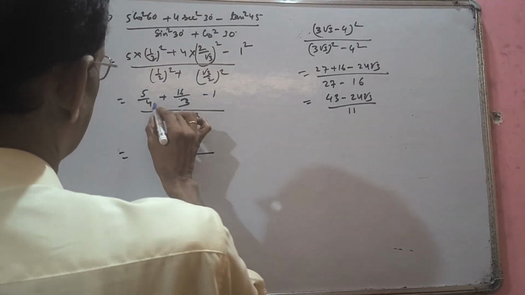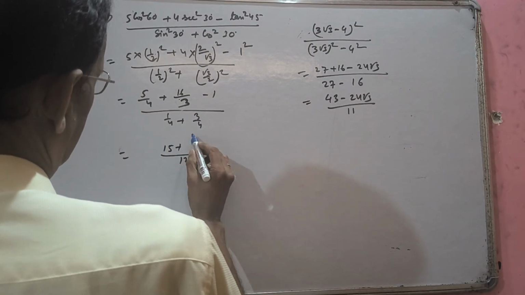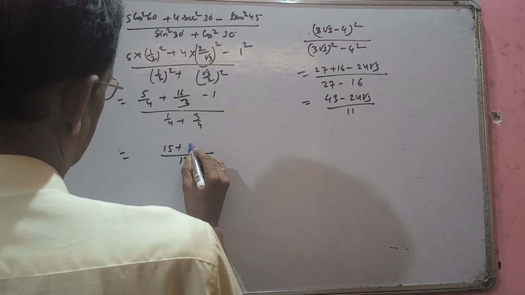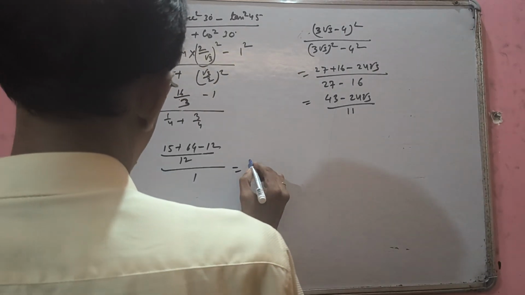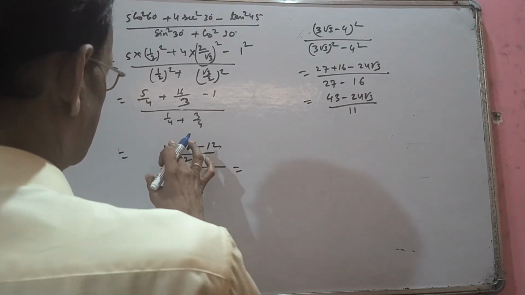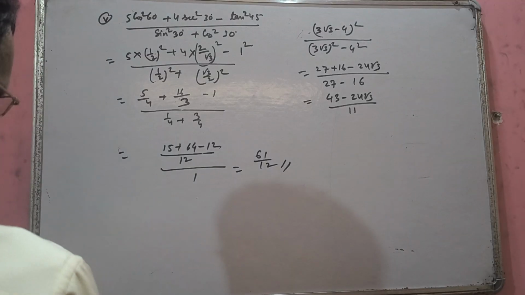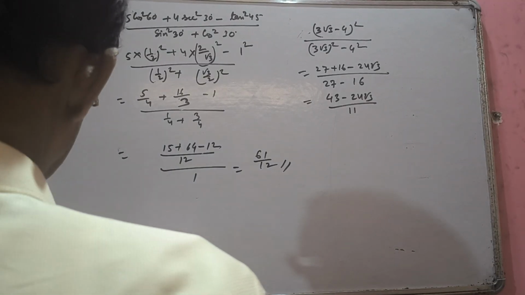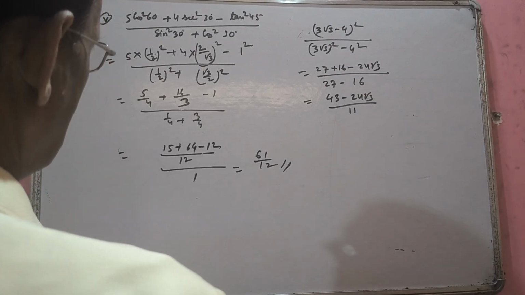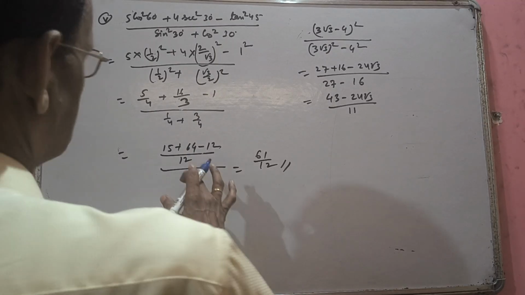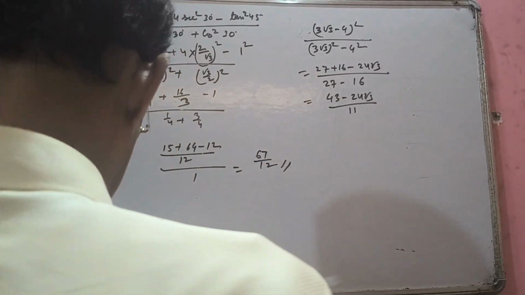Okay, it was easy only. 4 and 3 LCM is 12. So 15 plus 3 fours is 64 minus 12. Here you can write 1. So 5 plus how much? 364 minus 361 by 12. This is the answer actually. 64 plus 3, 67, no. Okay. This was number 5.